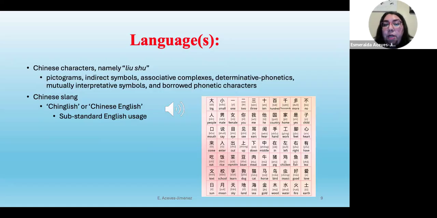Another form of language in the Chinese culture is known as Chinglish or Chinese English, which is a substandard English usage. You can kind of get the idea of this when somebody says Spanglish, Spanish and English. Chinglish is Chinese and English. This language was created as a result of what is known as learners' ignorance of the fundamental grammatical structures of standard English. So it's basically a way of combining the two when people didn't know all the words of Chinese and English, and then they formed them together.